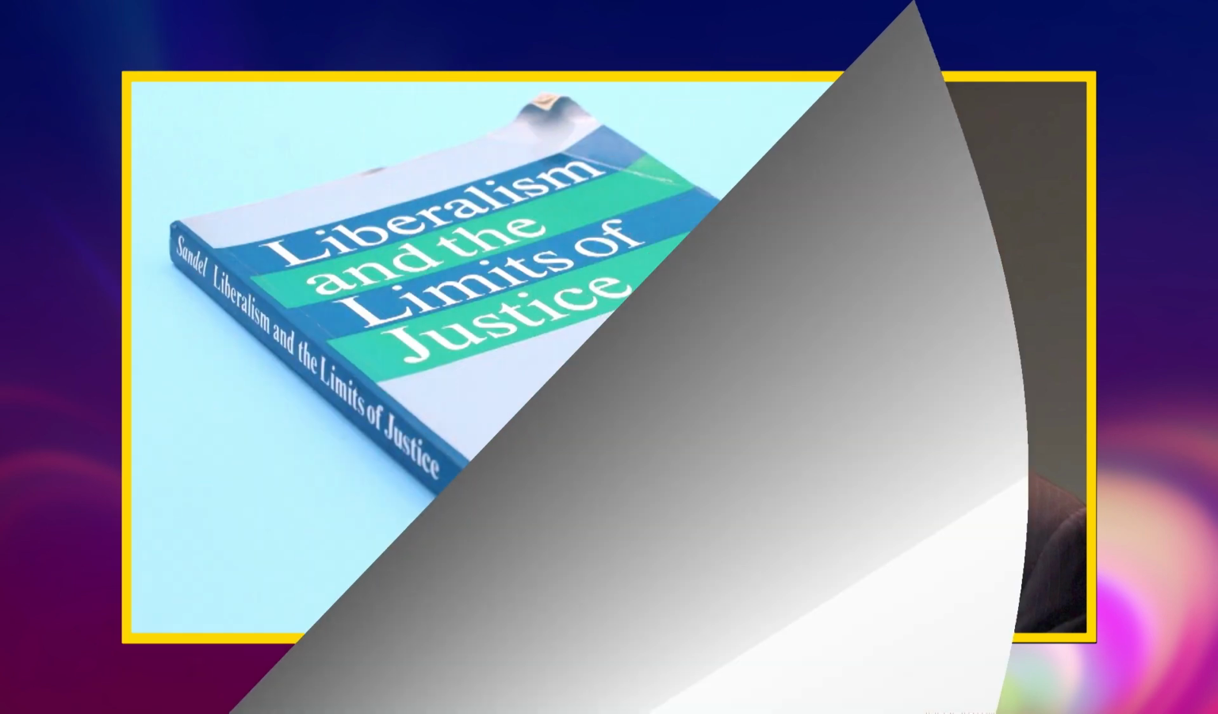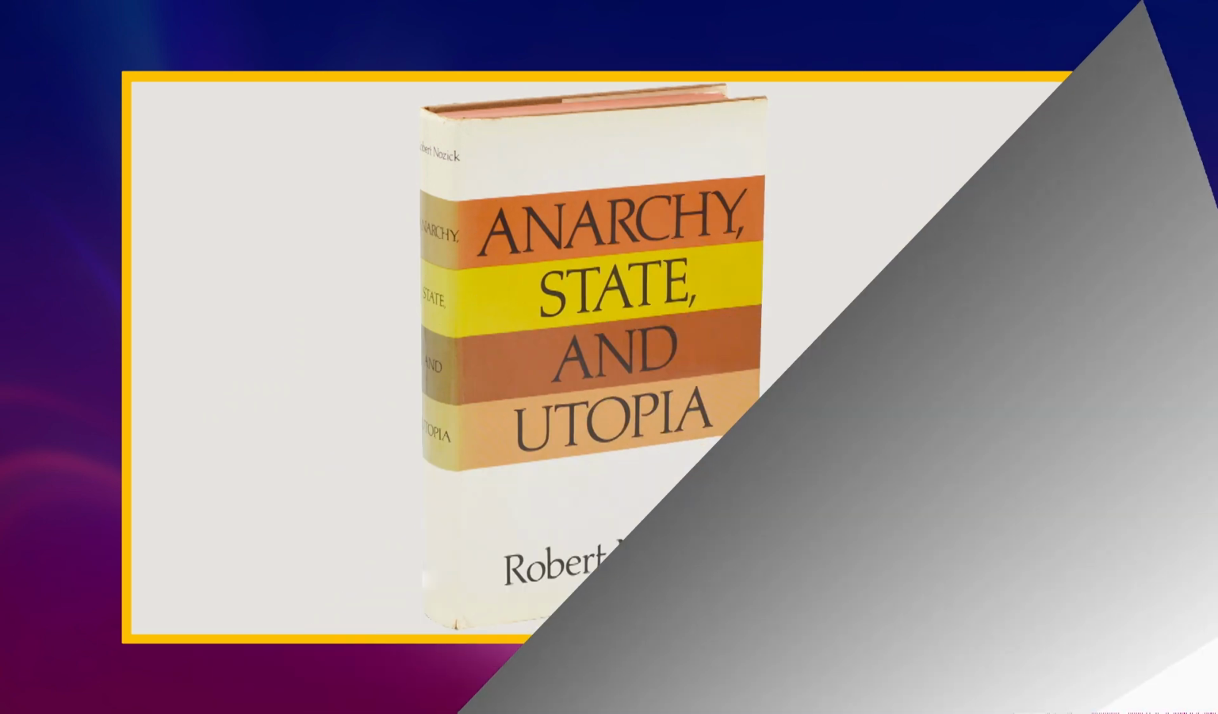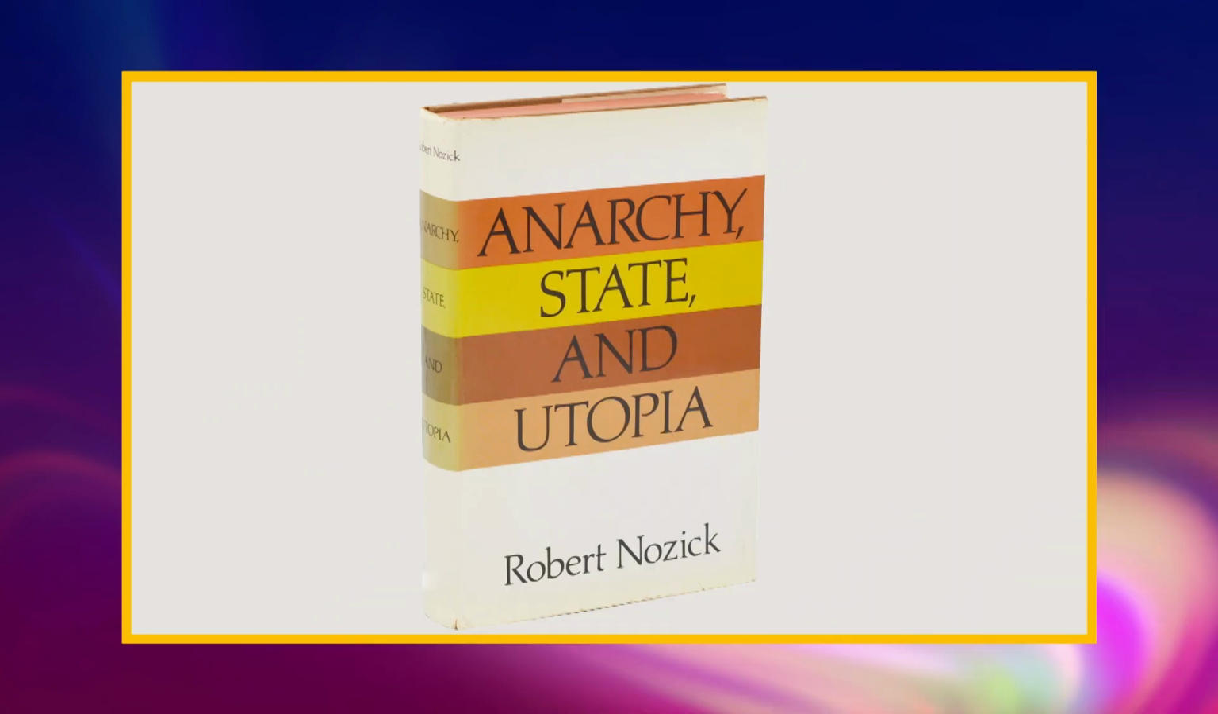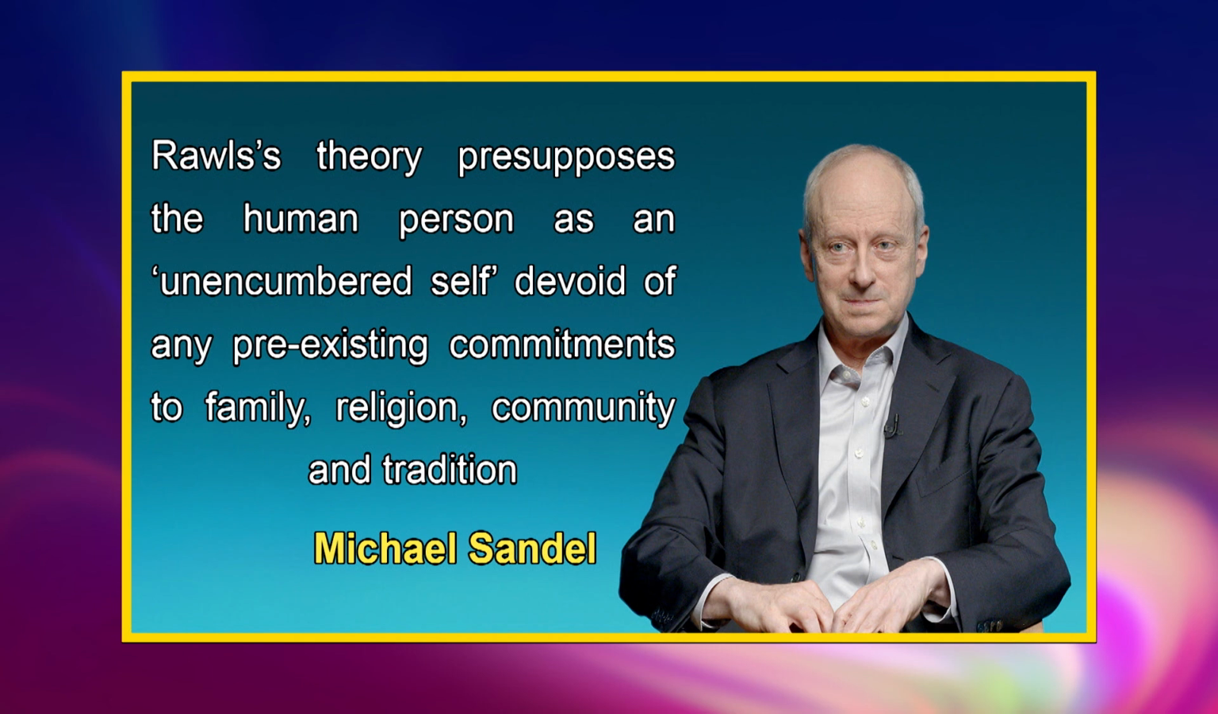The two prominent criticisms of Rawls' political thought were made by Michael Sandel through Liberalism and the Limits of Justice and by Robert Nozick through his work Anarchy, State and Utopia. Sandel argues that Rawls' theory presupposes the human person as an unencumbered self, devoid of any pre-existing commitments to family, religion, community and tradition.